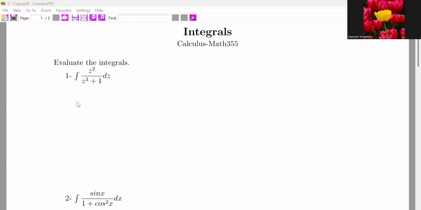We are going to solve four different integrals here. For the first one, if we want to solve this integral, we can use substitution, and the expression that we use can be z cubed plus 1. You can try any other ones if you want, but this one works for sure.